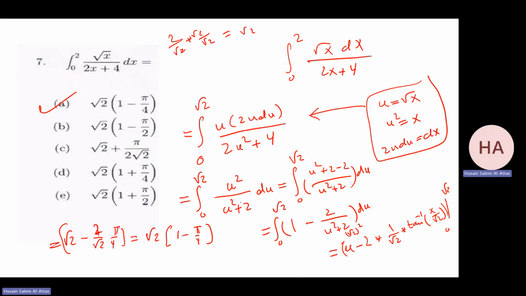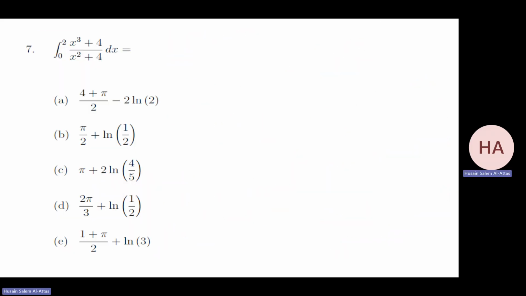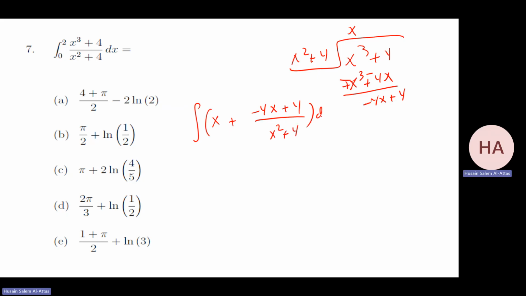You plug here, you get this one, which you can do either by long division or by this trick, plus minus. Okay, this is long division. That gives me x. So I have minus 4x plus 4. So that will be x plus minus 4x plus 4 over x squared plus 4 dx.